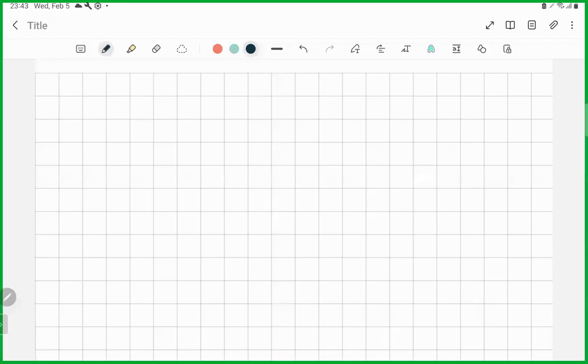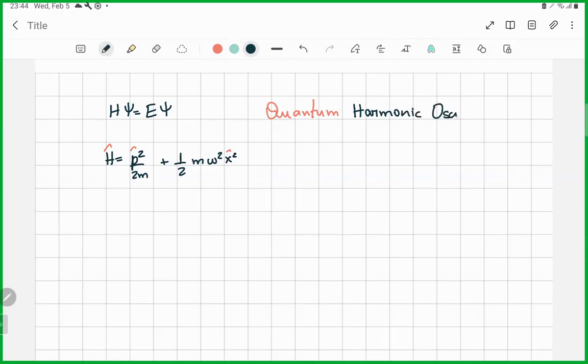Okay, so let's continue our discussion about the quantum harmonic oscillator. We said that our goal is to solve this equation where the Hamiltonian operator involves the kinetic energy and the potential energy for the harmonic oscillator. So we said all these are operators, right? Because we're talking about the quantum harmonic oscillator. Now, our goal is to solve the time-independent Schrödinger's equation, to solve this equation here, right?